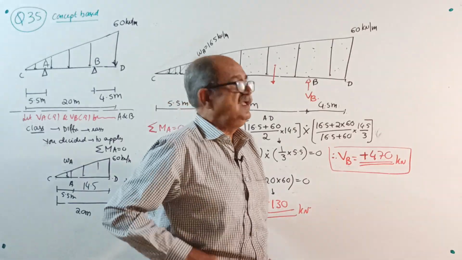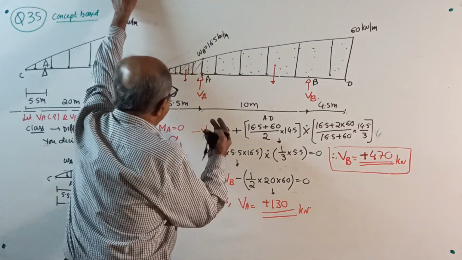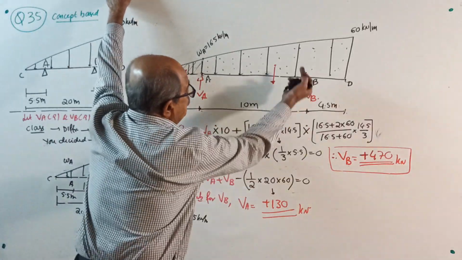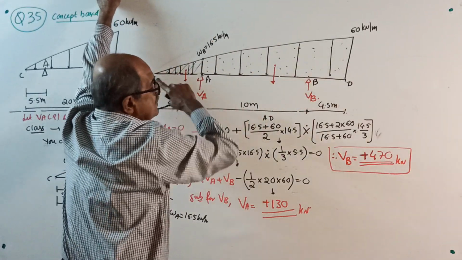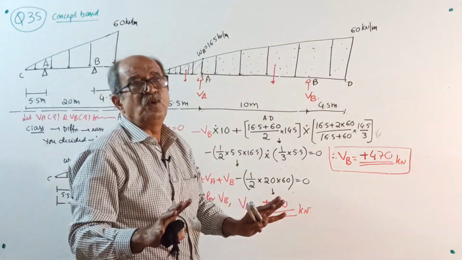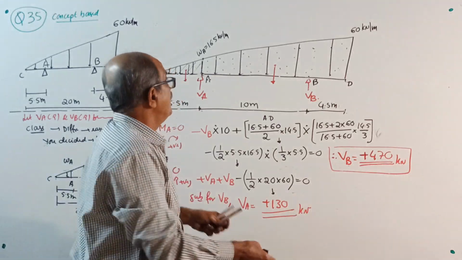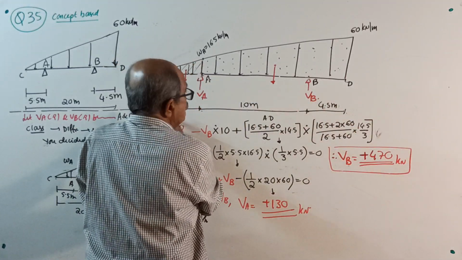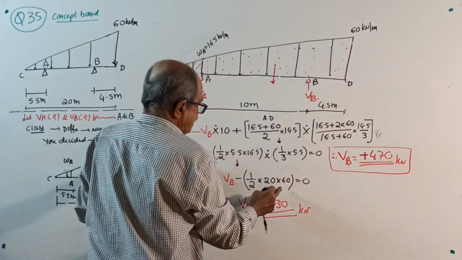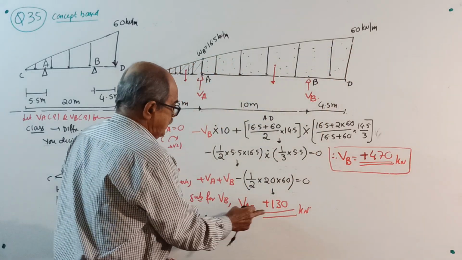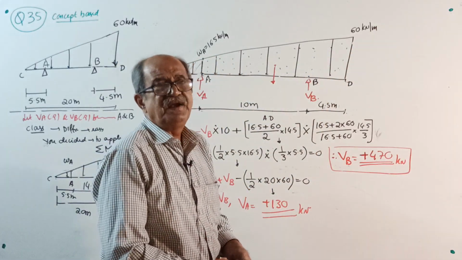I calculated already. Sigma V equal to 0, upward positive: plus VA plus VB minus, this time we want only total load. Splitting is not required. Full triangle. Half into 20 into 60 is the total load. Substitute for VB, you get VA 130 kilonewton.